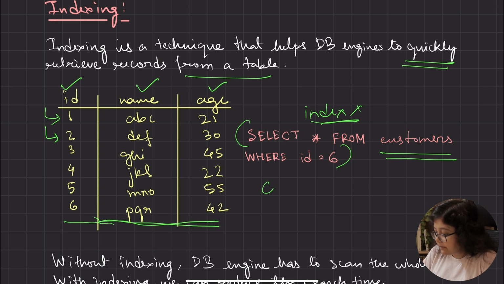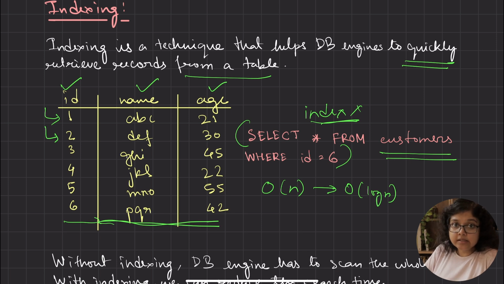So this makes the time complexity of searching O of n if there are no indexes present on the table. Indexing reduces this time complexity to O of log n, as most of the database engines store their indexes in B plus tree.